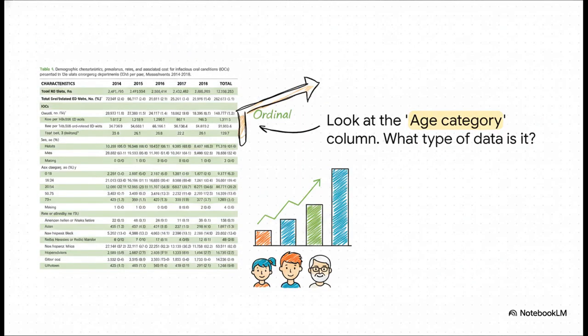Okay, pop quiz time. Let's put this into practice. Here's a real table from a public health study. Look closely at the age category column. So, what do you think? Is it nominal or is it ordinal? I'll give you a second.